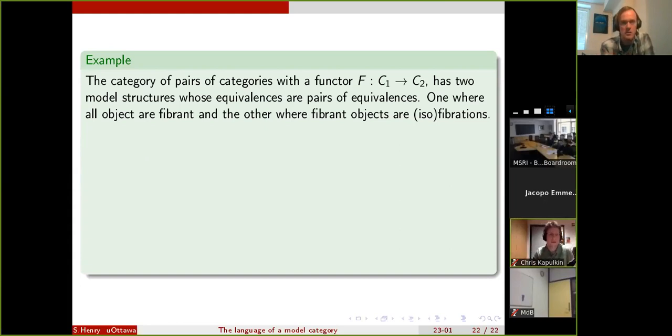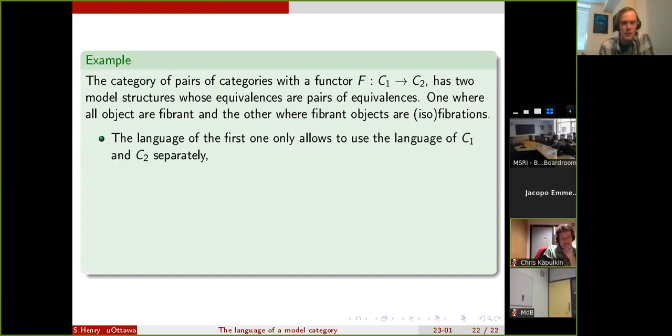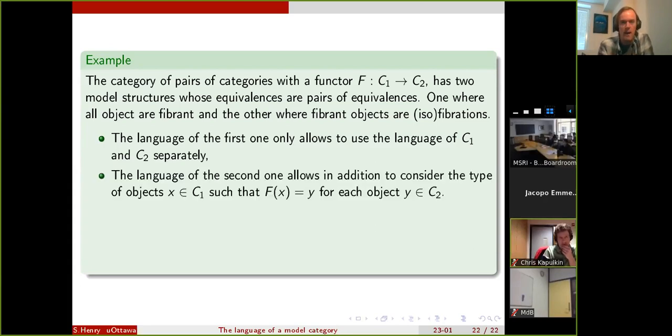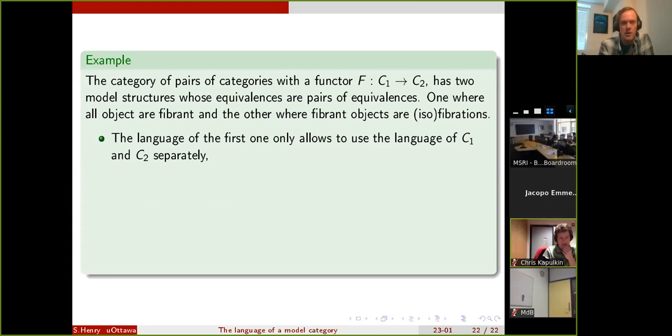And so you get two different languages for talking about functors. So the first one, you can only use the language of C1 and C2, the two categories separately. And the fact that if you have an object of C1, you can send it, and it's also an object of C2.